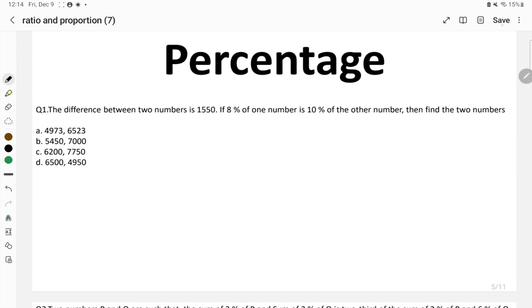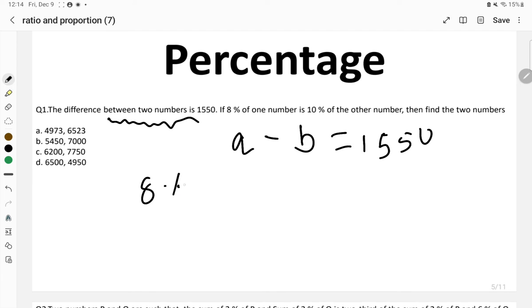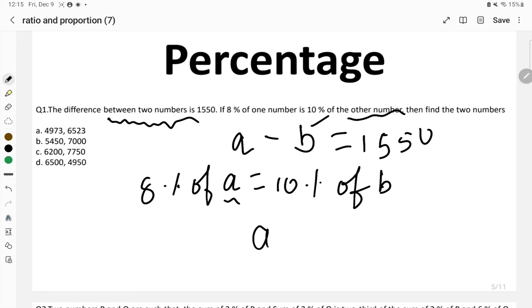Okay, so let us start with the first question. The difference between two numbers is given, which is 1550. If 8% of one number is 10% of the other number, then we have to find the two numbers. Basically, the difference between two numbers is given. For example, one number is A and the other number is B. The basic difference is given, that is 1550. And what else is given? 8% of A is 10% of B. Read the second statement: if 8% of one number, that is A, is equal to 10% of the other number, that is B. We have to find these numbers A and B.